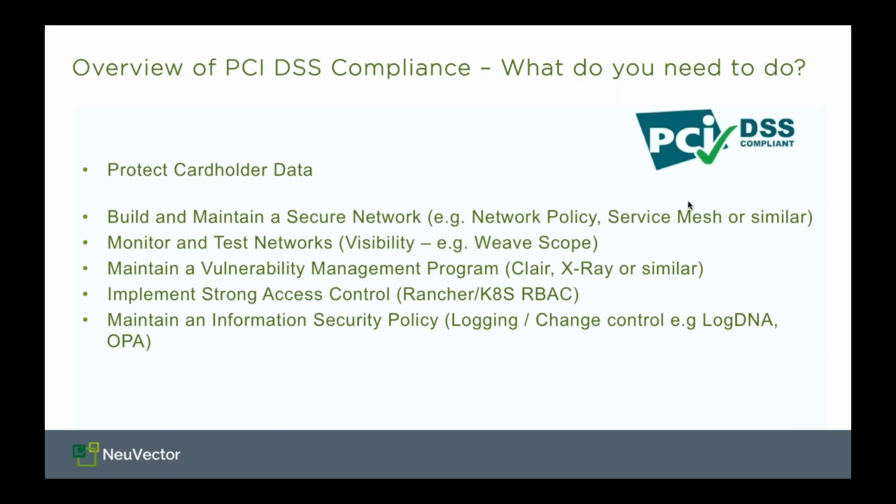But first, you've got to build and maintain a secure network, right? And you can do that in Kubernetes with network policy. You can use a service mesh like Istio or Linkerd or similar. So you've got to have a way to secure and segregate the network. You can, of course, use NeuVector as well, and we'll show you some of that. But Glenn will also demo how you actually do a network policy directly with core Kubernetes.